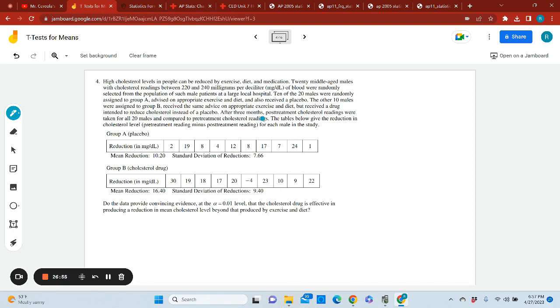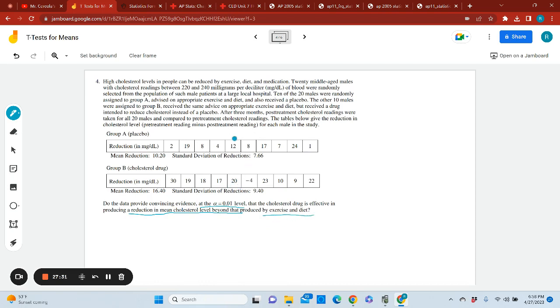After 3 months, post-treatment cholesterol readings were taken for all 20 males and compared to pre-treatment cholesterol readings. The table below gives the reduction in cholesterol level, pre-treatment reading minus post-treatment reading, for each male in the study. Do the data provide convincing evidence at the 1% level that the cholesterol drug is effective, producing a reduction in the mean cholesterol level beyond that produced by exercise and diet alone?